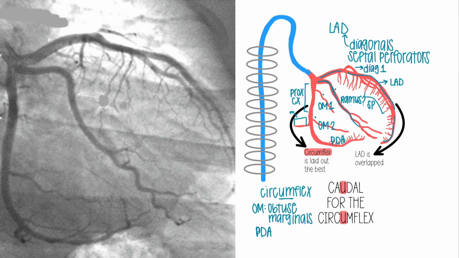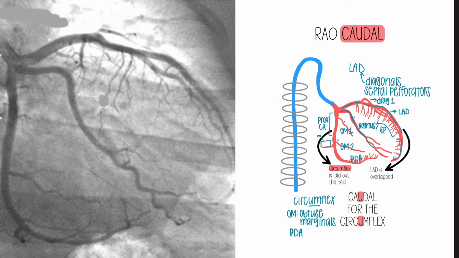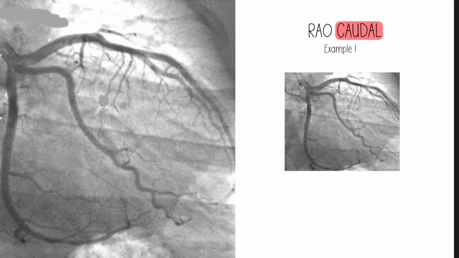So remember, we can't identify absolutely everything in one view, and that's okay. So I hope that is a good solid foundation, and then we'll apply this foundation to some examples. So first example is going to be this still image, and then we'll work on some moving images. Now remember, I'm telling you this is RAO caudal because those are the examples, but let's see.